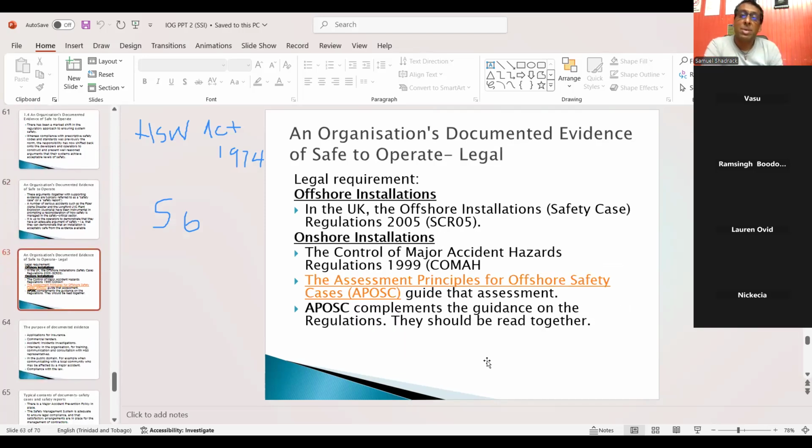So an organization documents evidence of safe to operate, the legal requirement. I mentioned a bunch of laws. I don't quite know if they'll access any of these. We have the UK Offshore Installation Safety Case Regulations 2005. The second one here is very common. The second one is the Control of Major Accident Hazards Regulations.